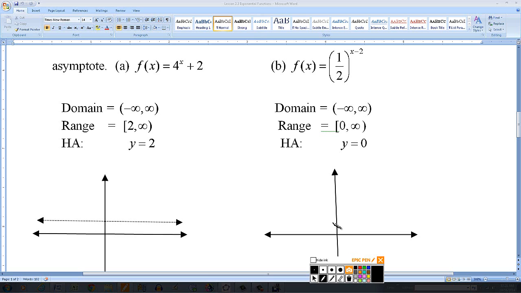But this x minus 2 shifts the graph over 2 units. Okay, so what we're going to do then is go over 2 units, this way, and it's going to pass then through this point right here. Okay, so this would be the point. You can see if I put a 2 right there, 2 minus 2 is 0, 1 after the 0 power is 1, so this would be the point 2, 1. So the graph then is going to go something like this.